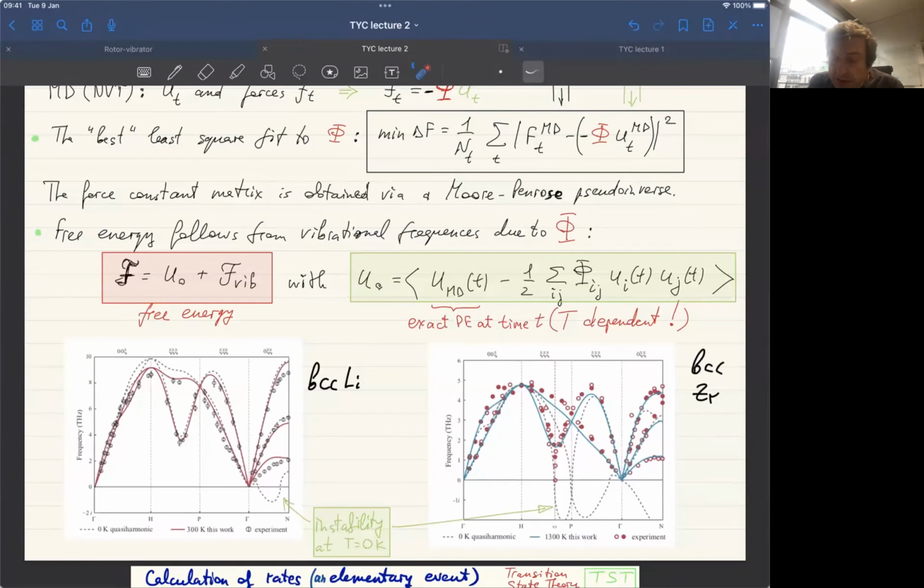On the right, you have zirconium, a different example, where there are a lot of imaginary frequencies at zero temperature. However, at 1300 K, you have a rather good agreement with experiment. Okay.